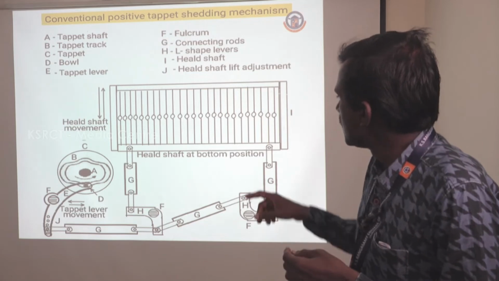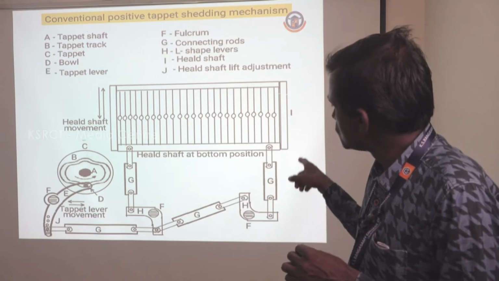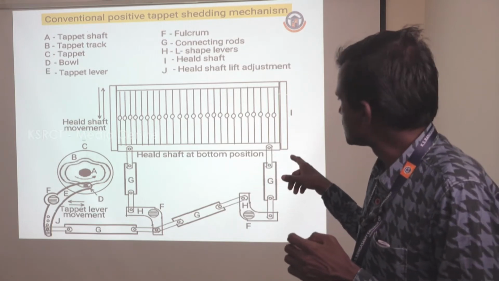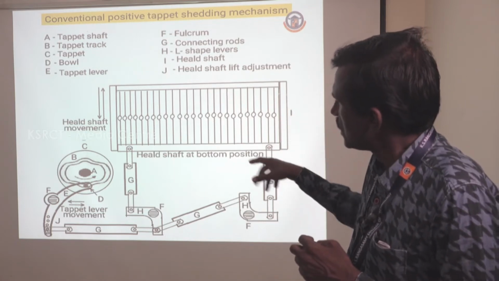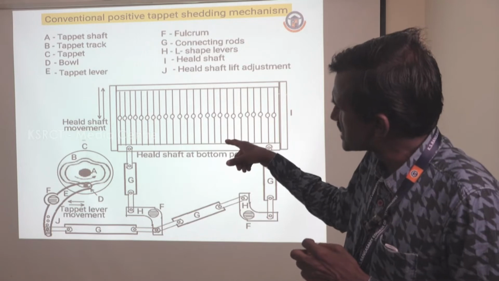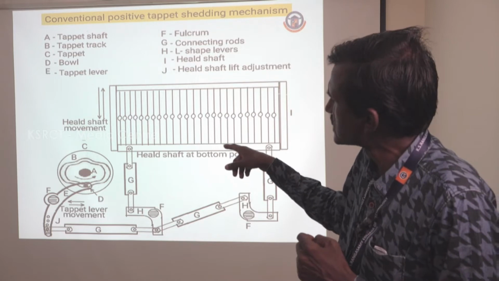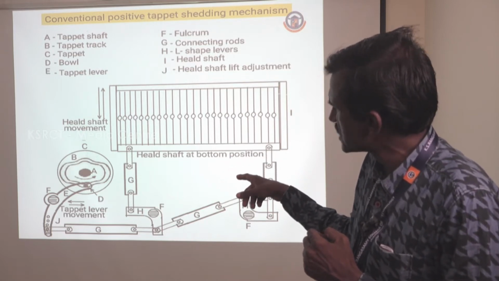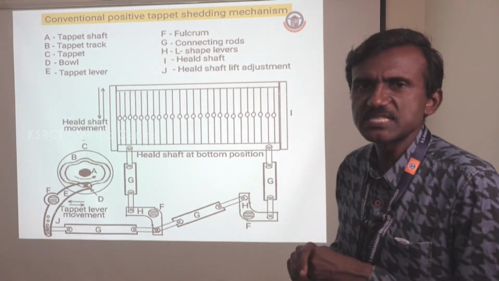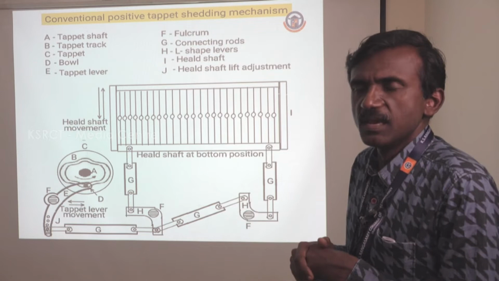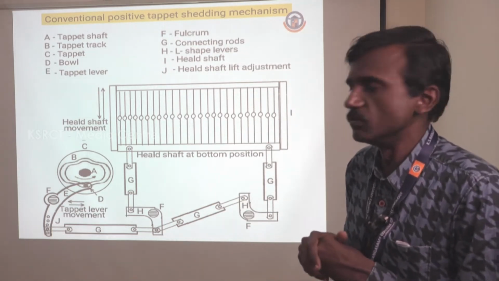And here you see a link mechanism. Normally, the positive tappet shedding mechanism uses a 4-link or a 6-link mechanism for lifting the heald shaft up or down. On the left side, you can see that as the cam rotates, the tappet lever gets a motion, so the heald shaft is raised or lowered. Normally the positive tappet shedding mechanism is fixed at the bottom of the loom, and the negative tappet shedding reversing mechanism is fixed at the top of the loom.